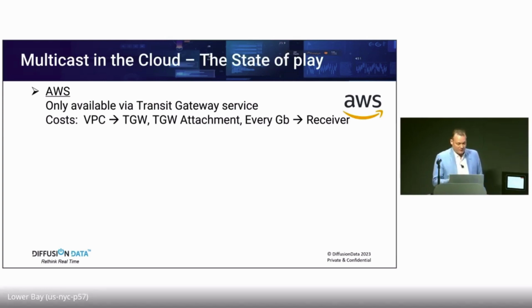What does this deployment look like? Well, the only way that you can actually get the data into the multicast form is by using the Transit Gateway attachment. So you need to pay to get the data into the Transit Gateway. You need to pay for actually using the attachment itself. And then you need to pay for every gigabyte out to every receiver. As I'm sure we all know, with the nature of multicast, it's one out to many. So that is clearly not going to scale very well. That's going to be extremely expensive for market data.